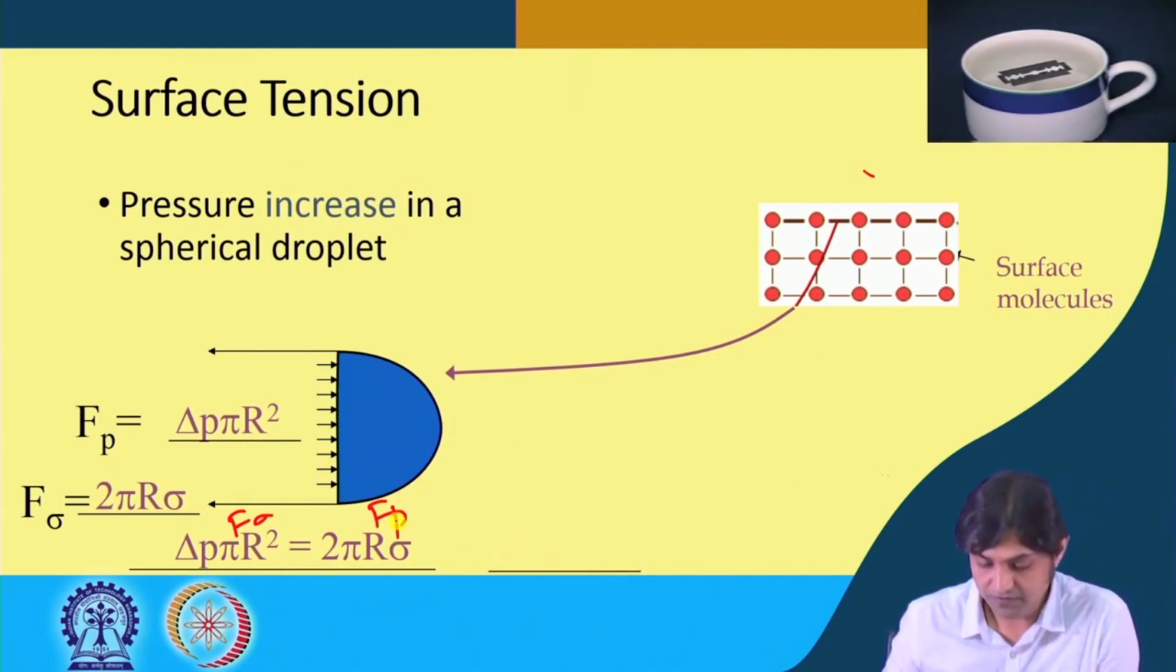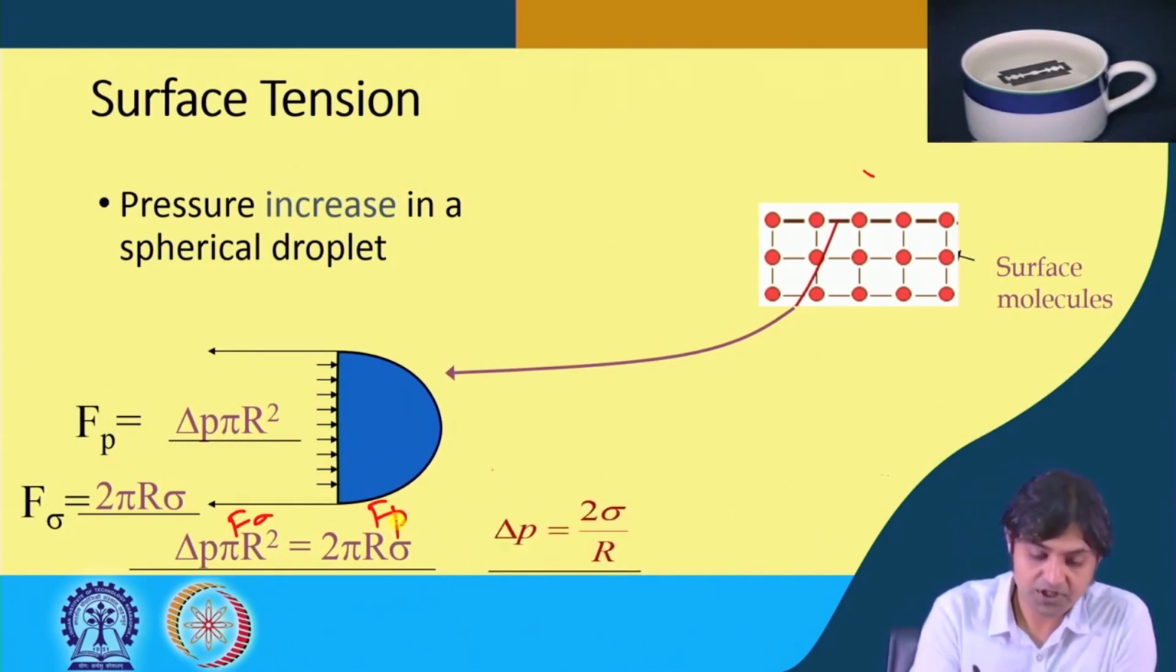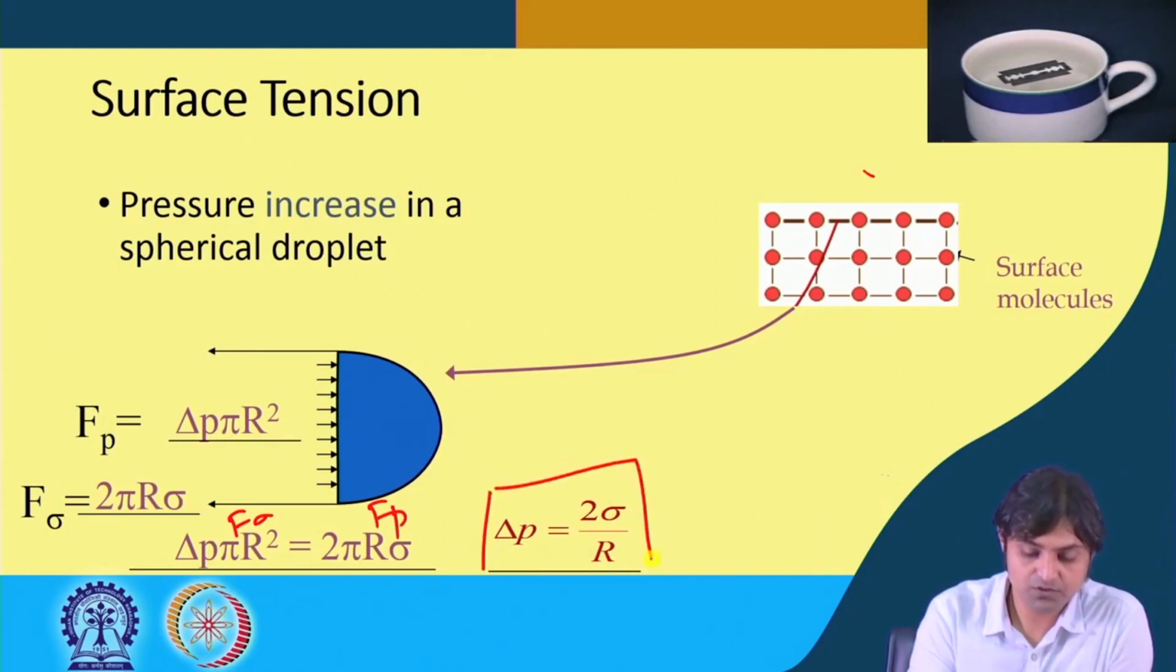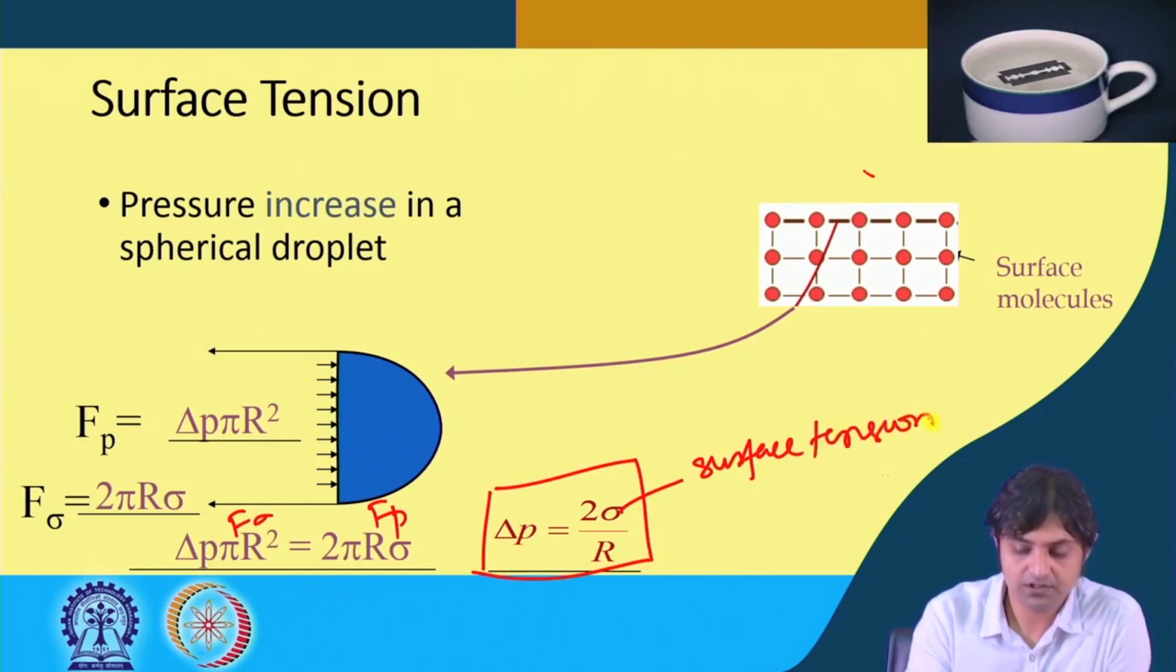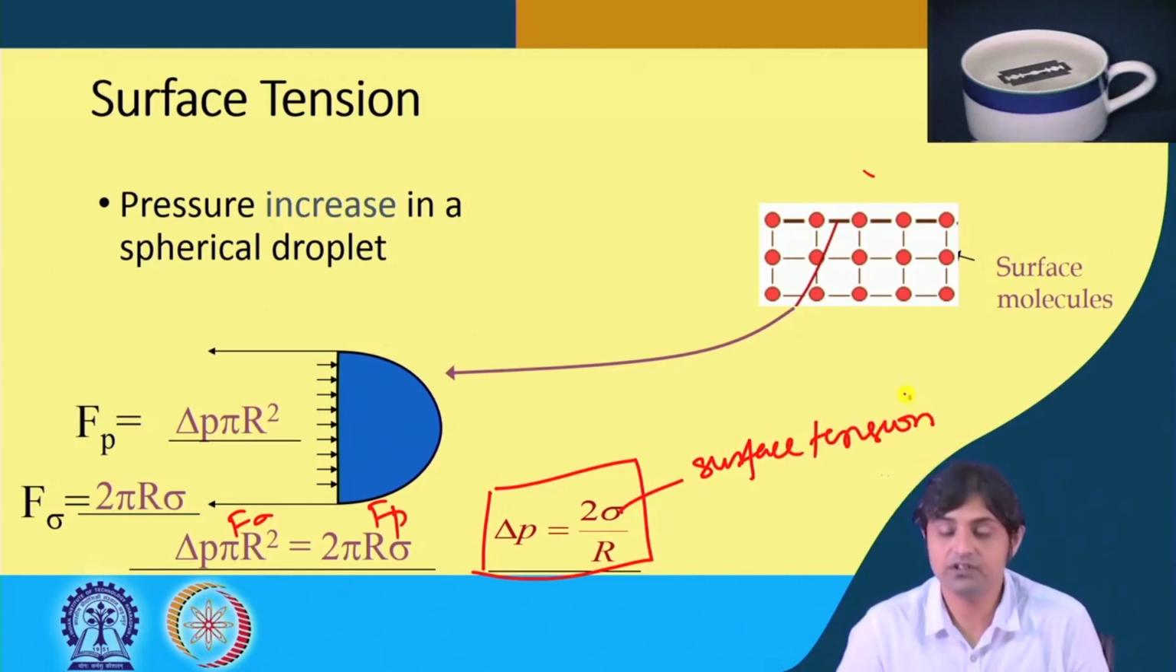And what does it give? It gives the pressure difference in the droplet as 2 sigma by r. This is the surface tension, and r is the radius of the drop or the bubble, whatever that is.